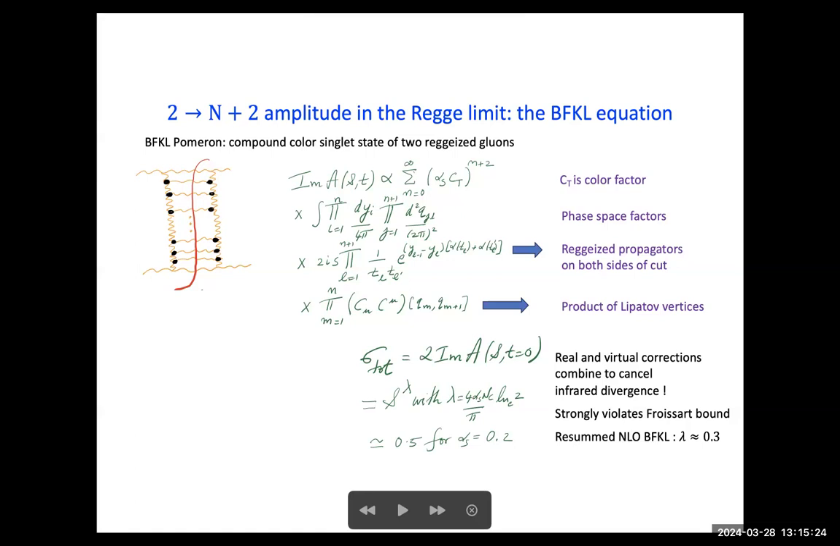So this wiggly line here is resumming, to all orders of perturbation theory, all possible loop contributions, and that's in this one here. And then you have the product of the Lipatov vertices, which are these black blobs here, and this is gauge invariant. So this is a completely gauge invariant construction.